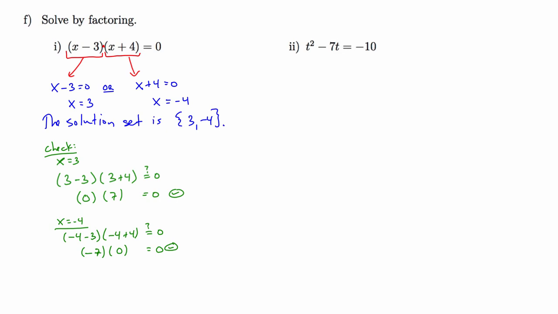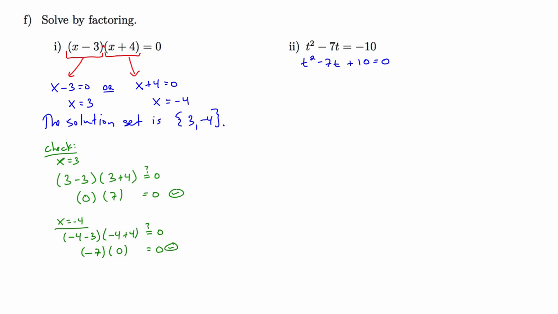The second equation in part F that we were asked to solve is t squared minus 7t equals negative 10. There are two substantial differences between this equation and the original. First, this equation is not set equal to 0, and second, it is not already factored. So we need to do both of those things. The first step must be to set it equal to 0. So to set this equation equal to 0, we will need to add 10 to both sides of the equation. By adding 10 to both sides of the equation, we'll have t squared minus 7t plus 10 equals 0.